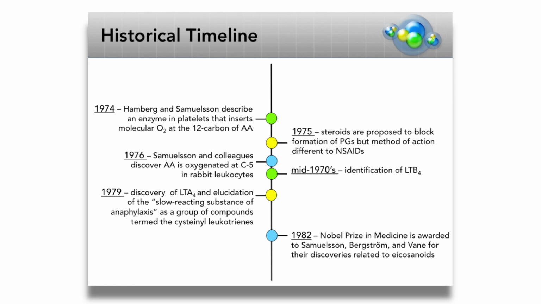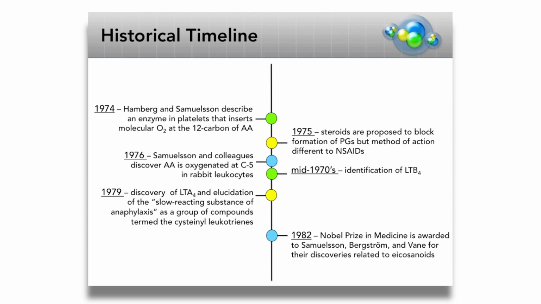In the mid-1970s, at the same time that the structure and identification of the prostaglandins was being elucidated, Hamberg and Samuelsson described an enzyme in platelets that would insert molecular oxygen at the 12 carbon of arachidonic acid. A couple of years later, they found that arachidonic acid could also be enzymatically oxygenated at carbon 5 in rabbit leukocytes. These observations led to a series of studies that identified a new class of compounds that could be generated from the oxidation of arachidonic acid, termed leukotrienes.